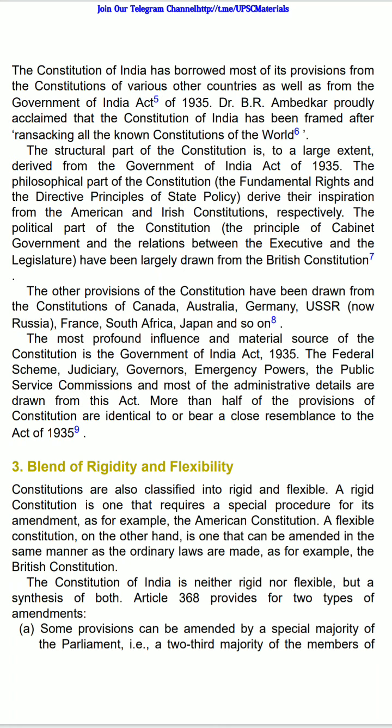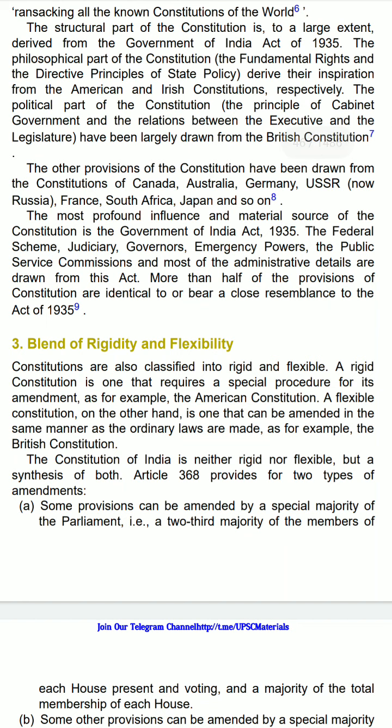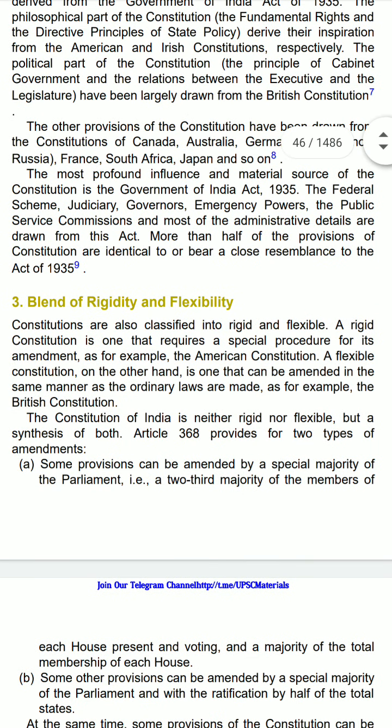More than half of the provisions of the Constitution are identical to or bear a close resemblance to the Act of 1935. Second, blend of rigidity and flexibility. Constitutions are also classified into rigid and flexible. A rigid constitution is one that requires a special procedure for its amendment, as for example the American Constitution. A flexible constitution, on the other hand, is one that can be amended in the same manner as ordinary laws are made, for example, the British Constitution.